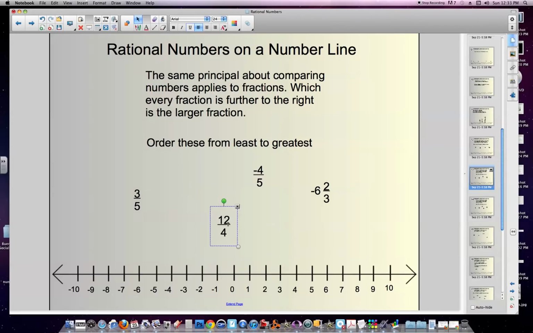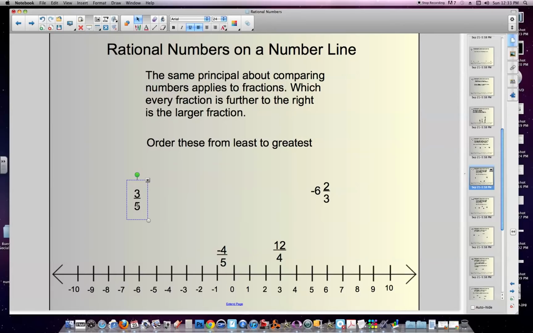So 12 over 4, well, let's see. That's 1, 2, 3, 4, 5, 6, 7, 8, 9, 10, 11, 12. So 12 over 4, and yeah, that makes sense. That's the same thing as 3. Negative 4 over 5, well, negative 1, negative 2, negative 3, negative 4 when we divide it into 5 segments.